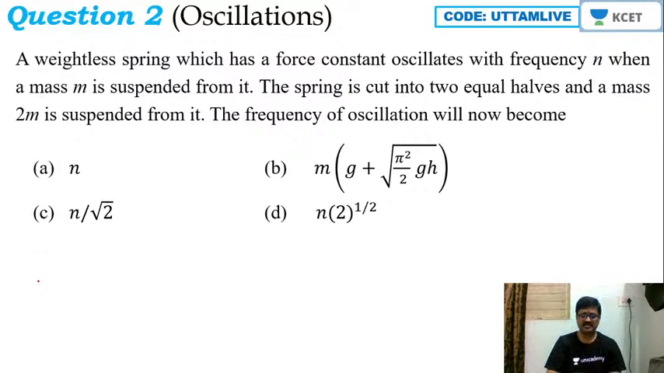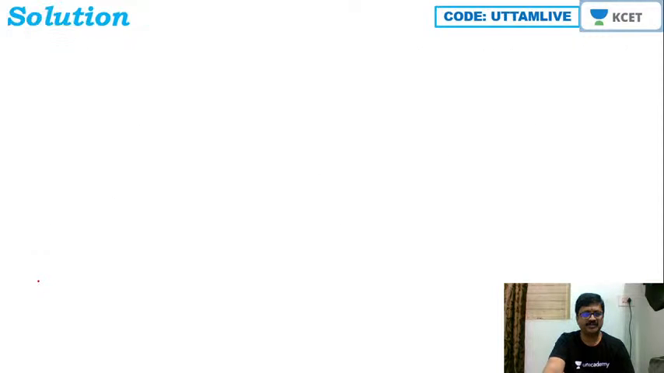Now, this question is based on oscillations. In the oscillations chapter, the question is asked like this: a weightless spring which has a force constant oscillates with frequency n when a mass m is suspended from it. The spring is cut into two equal halves and a mass 2m is suspended from it. The frequency of oscillation will now become.